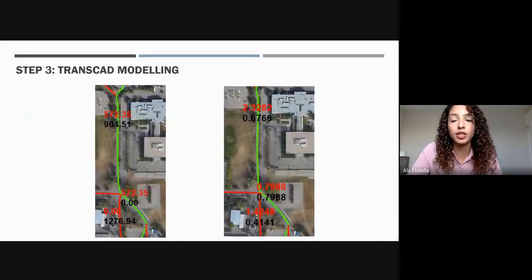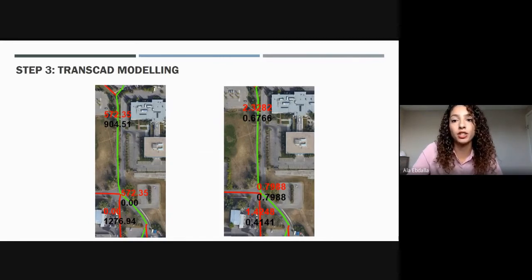So the final step was putting this area into TRANSCAD. And in TRANSCAD, we can calculate the traffic flows and the utility value for every link in the system. The Brentwood map on the left shows the current estimated pedestrian flows in red and the estimated traffic flows after the improvements in black. So with the existing conditions, the traffic flow is currently 572 people, but after the improvements, the traffic flow increases all the way up to 904 people.